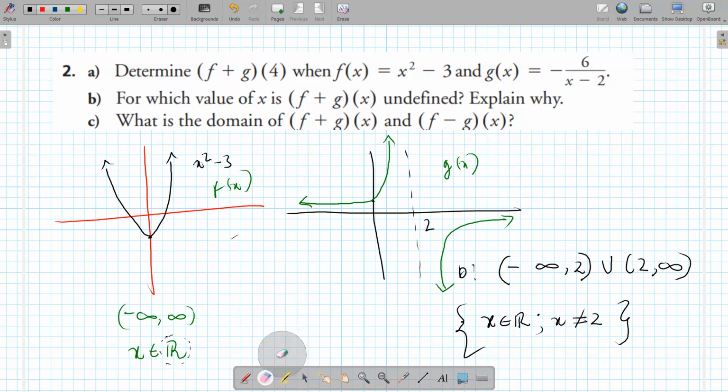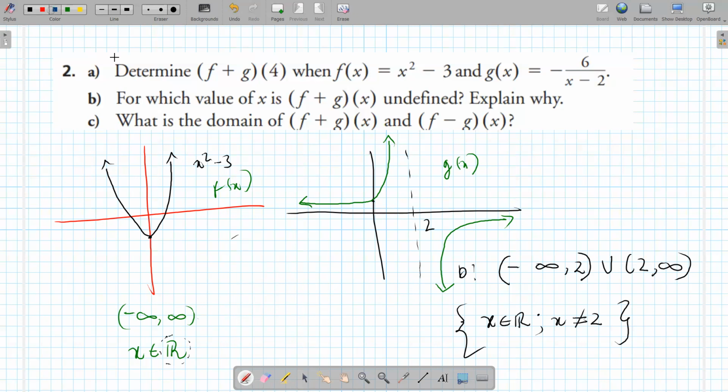So now, what's the answer to part B? For which value of x in the combined function is f plus g undefined? So what value can f plus g not take? When x is 2. Yes, so that's the answer to B. It's because g of x doesn't exist when x is 2, yeah? That's the reason for this.